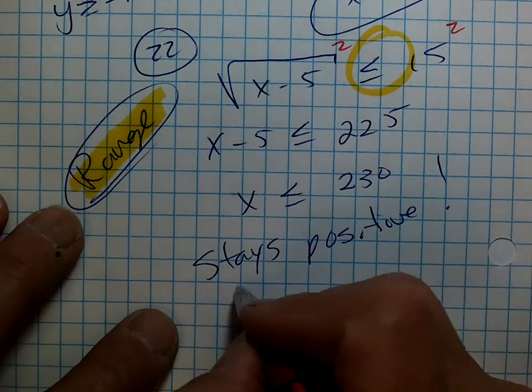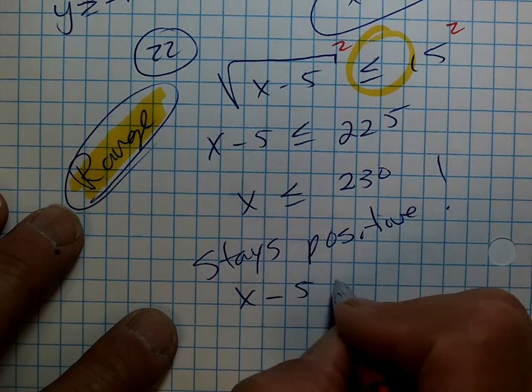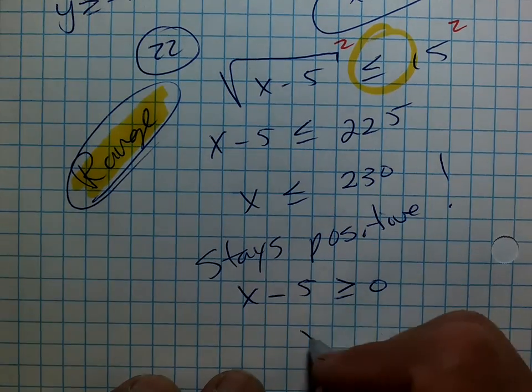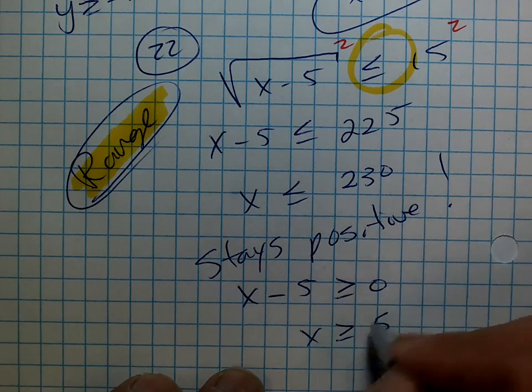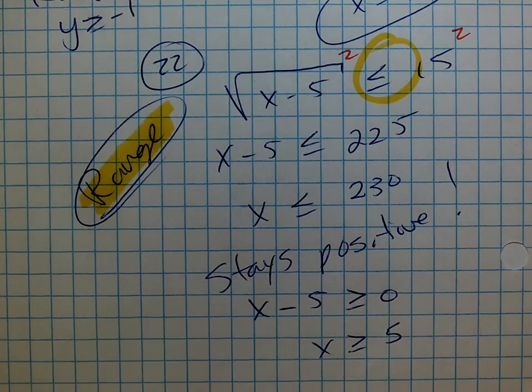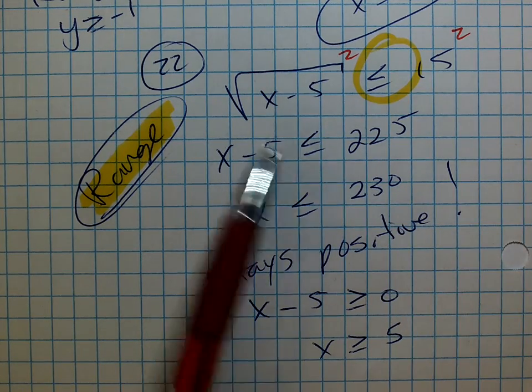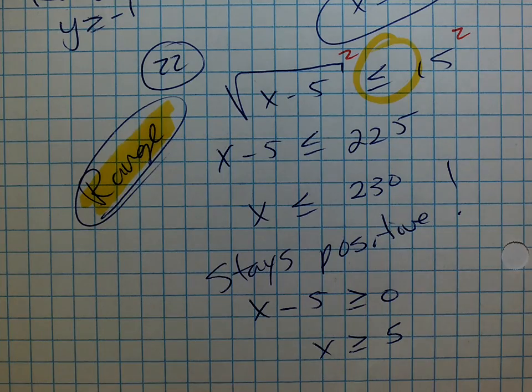So I'm going to say, all right, let's make sure x minus 5 is greater than or equal to 0, right? You got to make sure it stays positive. So you look at the other part, plus 5, x must be greater than or equal to 5. If x is less than 5, it kind of makes sense. If x is 4, we're in trouble, right? If x were 3, 2, 1, we're in trouble, right?